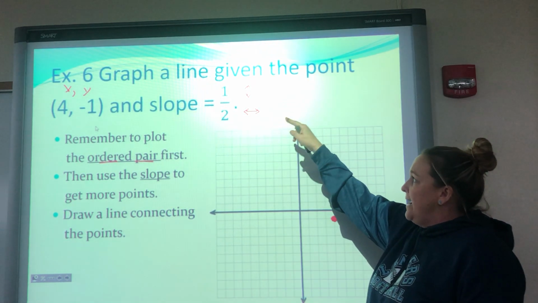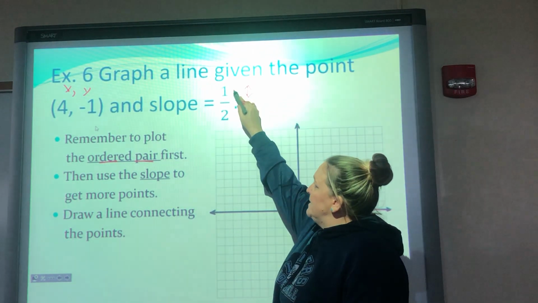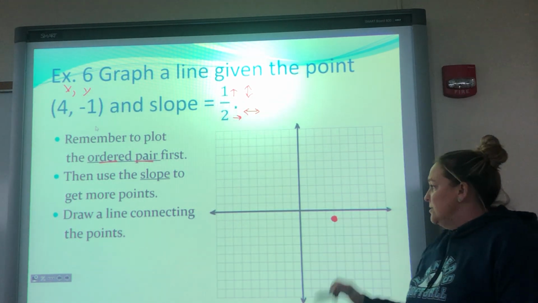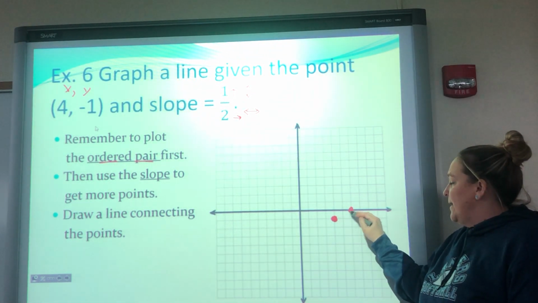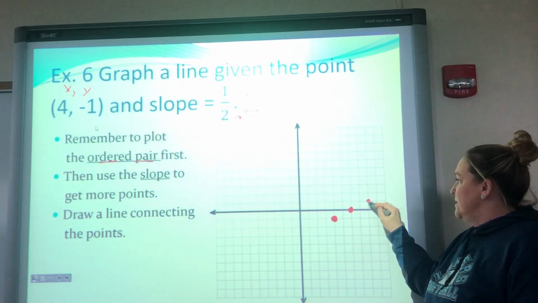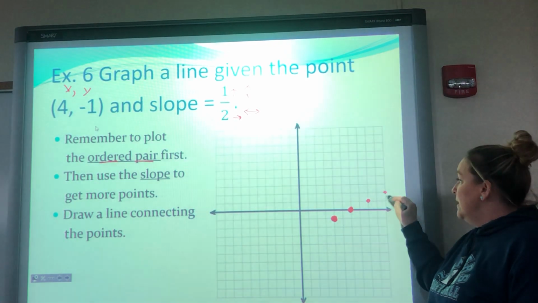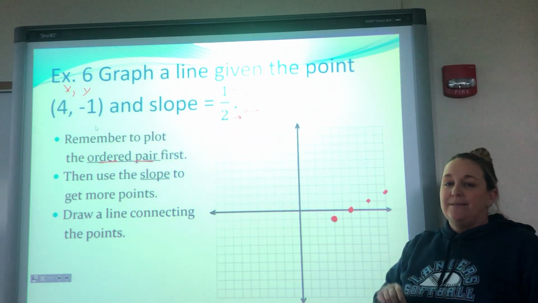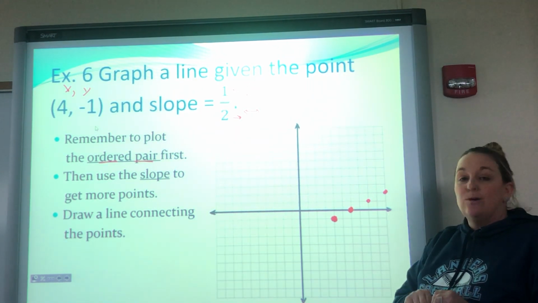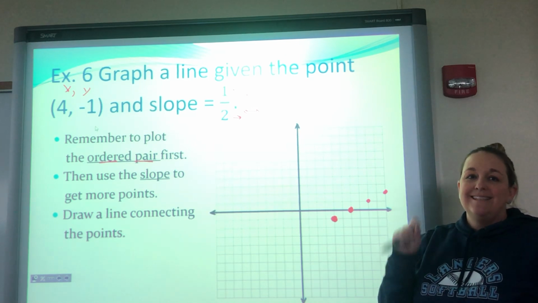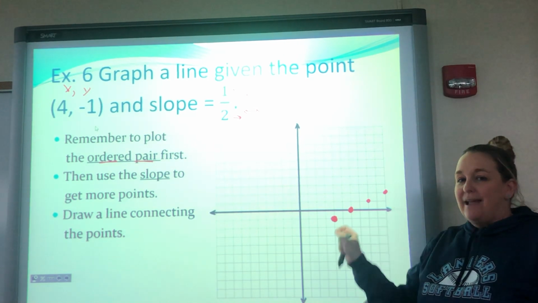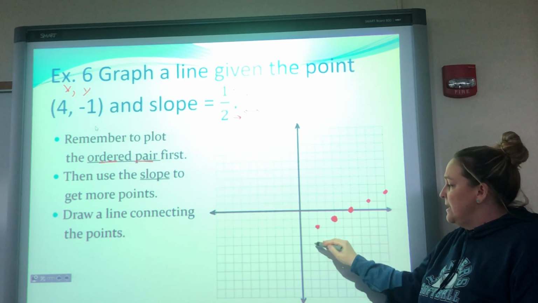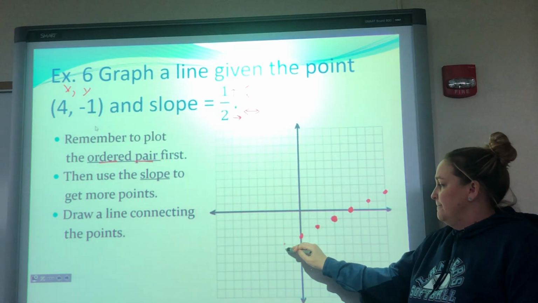So it's up or down. So since it's positive 1, that's an up, and a positive 2 is to the right. So I'm gonna go up 1 to the right 2, up 1 to the right 2. Remember, if you're starting to go off your graph, you can do the exact opposite. So what's the exact opposite of up 1, right 2? It is down 1, left 2, and that will keep you right on that line.